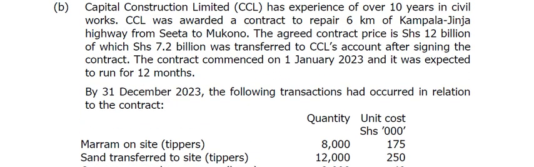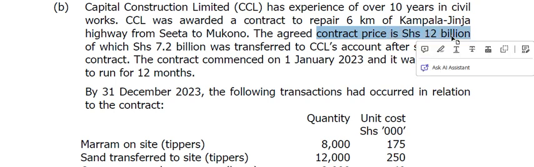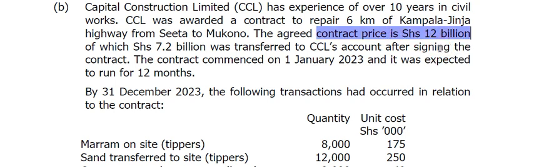CCL has experience of over 10 years in civil works. CCL was awarded a contract to repair 6 kilometers of Kampala Jinja Highway from Seeta to Mukono. The agreed contract price is shillings 12 billion. The contract price is very important in this question, so it's key you underline that. Of which 7.2 billion was transferred to CCL's account after signing the contract. The contract commenced on 1st January 2023 and it was expected to run for 12 months.